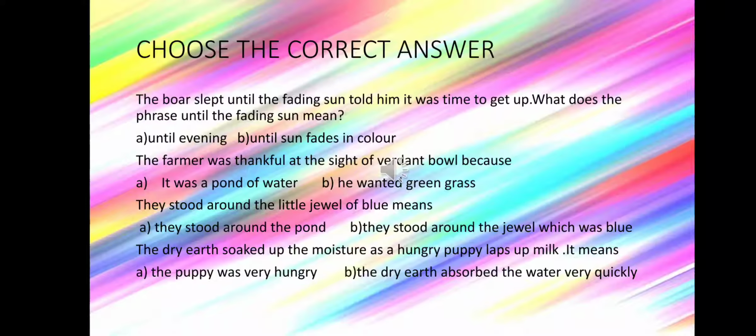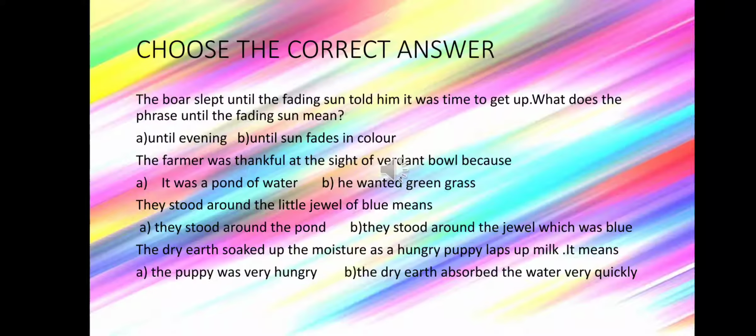Choose the correct answer. The boar slept until the fading sun told him it was time to get up. What does the phrase "until the fading sun" mean? Until evening or until the sun fades in color? The answer is until evening. The farmer was thankful at the sight of the verdant bowl because it was a pond of water, or he wanted green grass. The answer is it was a pond of water.